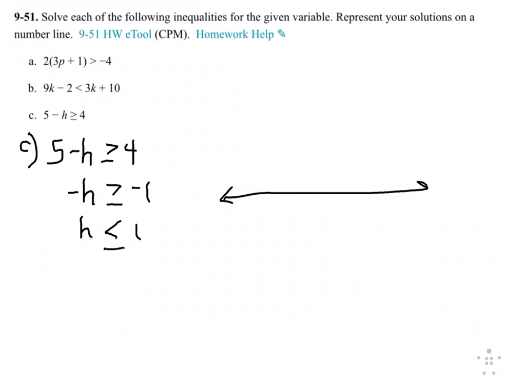So the graph for this, 0, 1, negative 1, right? So less than or equal to is a closed circle, right? And less than is this way, right? And there's your graph for C.